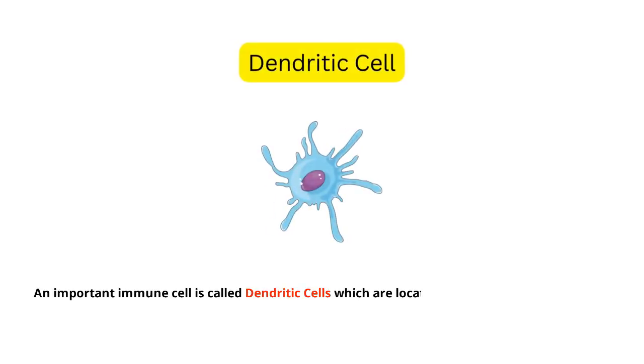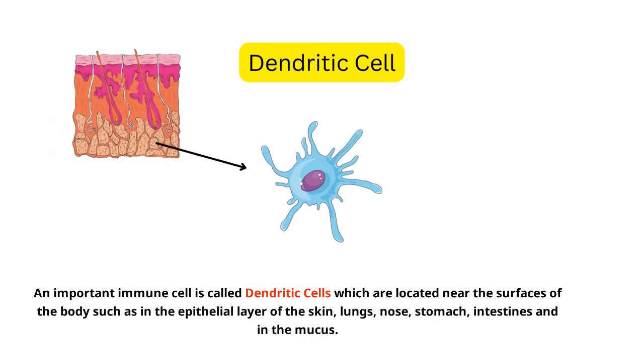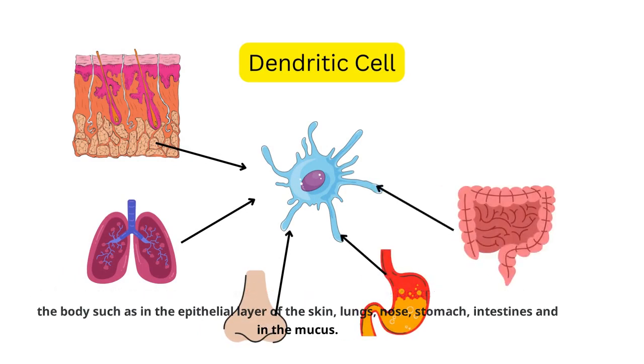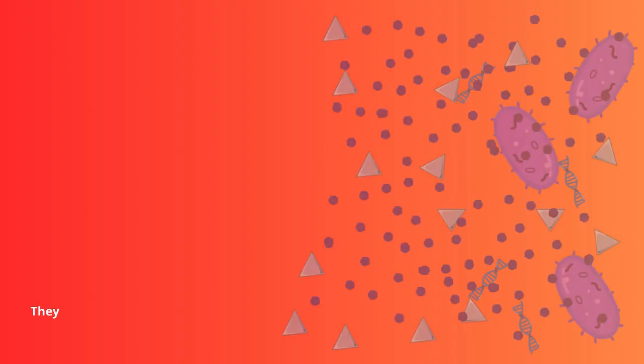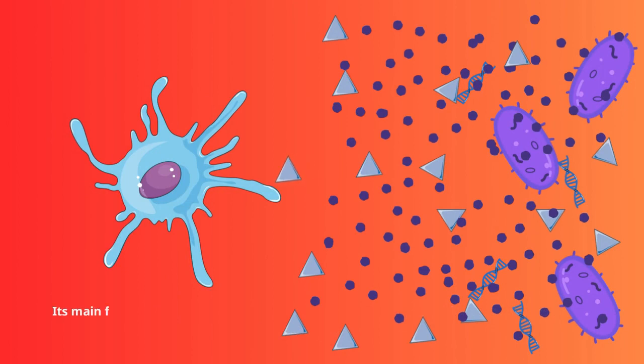An important immune cell is called dendritic cells, which are located near the surfaces of the body, such as in the epithelial layer of the skin, lungs, nose, stomach, intestines and in the mucus. They travel to the immune cell's graveyard where there are corpses of bacteria, viruses or other pathogens. Its main function is to collect fragments of the pathogens which are considered as antigens.